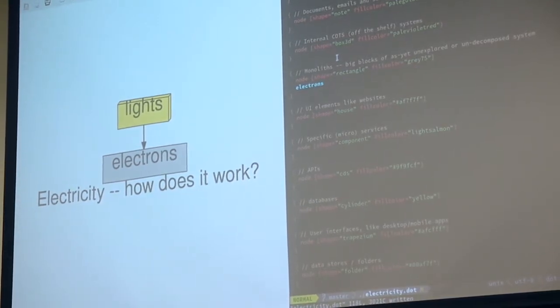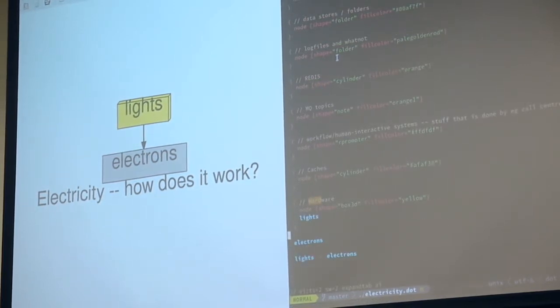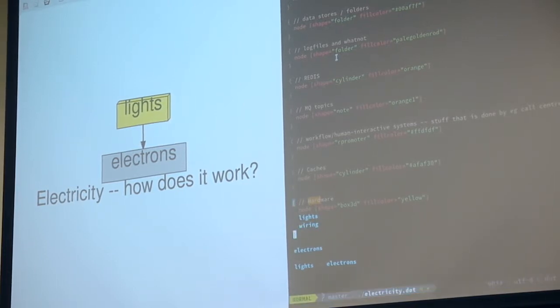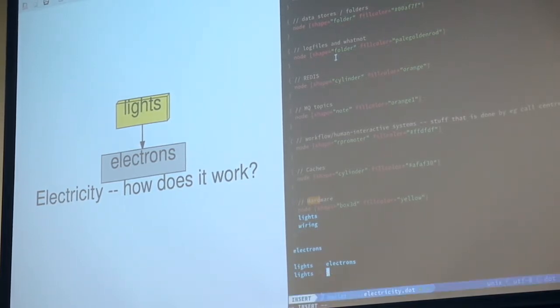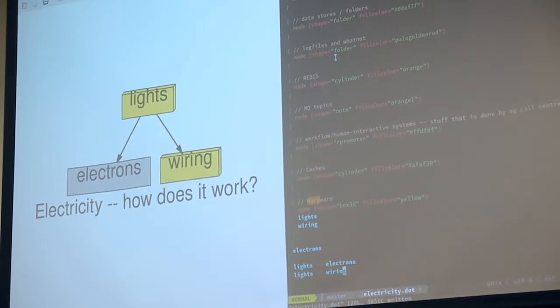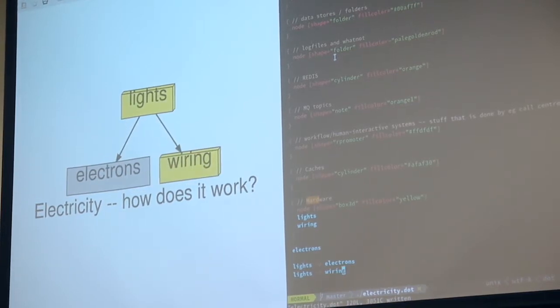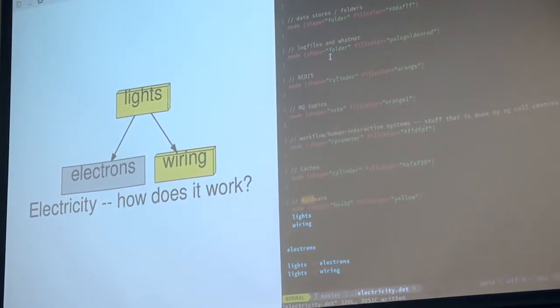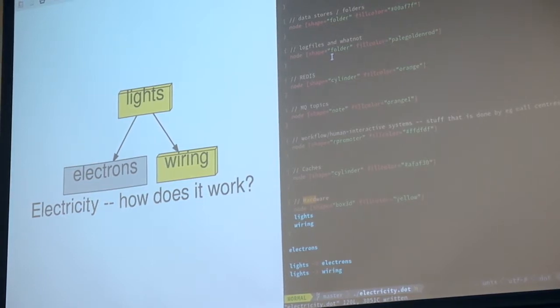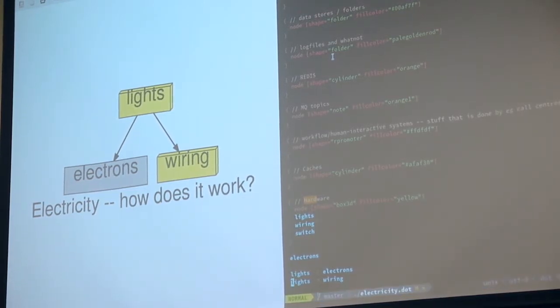How do the electrons get to the lights? Wiring. Great, let's have some wiring. Okay, so lights, wiring, lights also depend on wiring. Okay, wonderful. So there's wiring that comes out of the lights. A switch, yes, I like that. Okay, let's have a switch. Okay, lights depend on electrons and wiring.